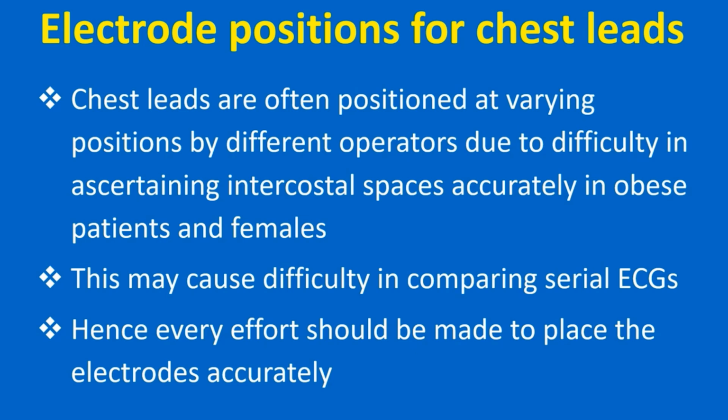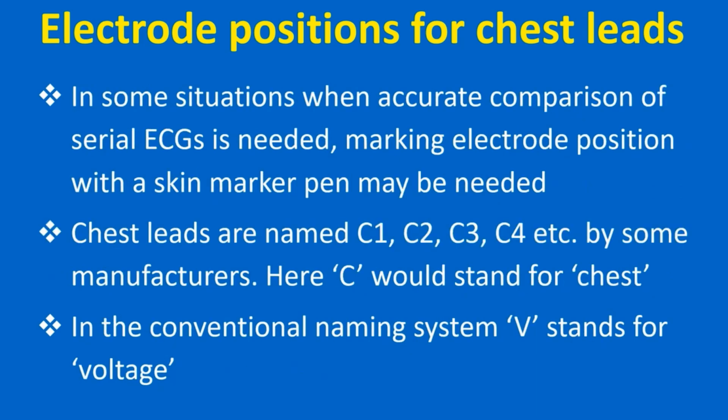Hence, every effort should be made to place the electrodes accurately. In some situations, when accurate comparison of serial ECGs is needed, marking the position with a skin marker pen may be needed. Chest leads are named C1, C2, C3, C4, etc. by some manufacturers. Here, C would stand for chest. In the conventional naming system, V stands for voltage.